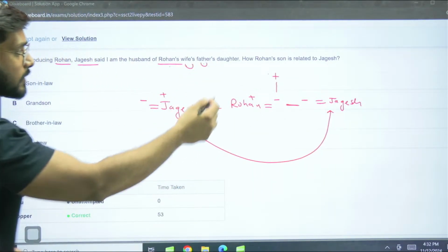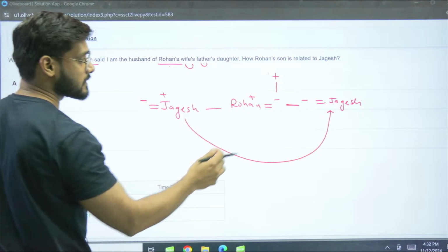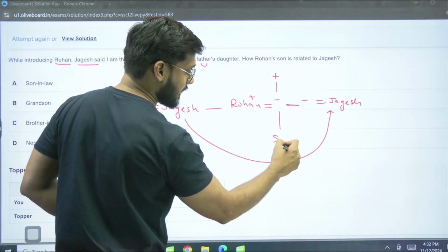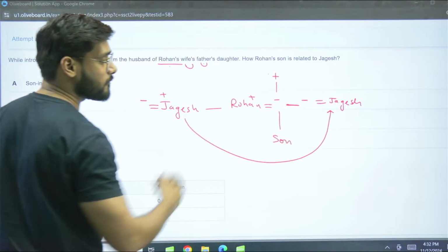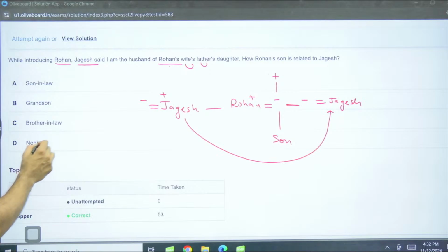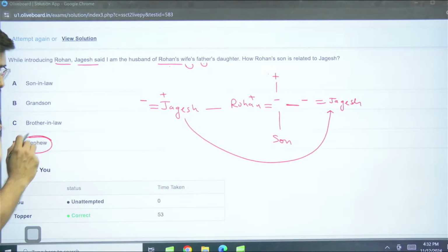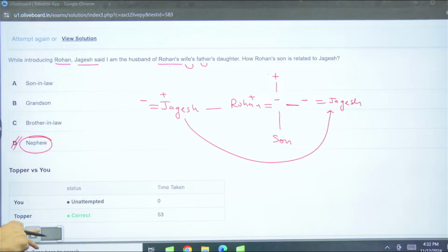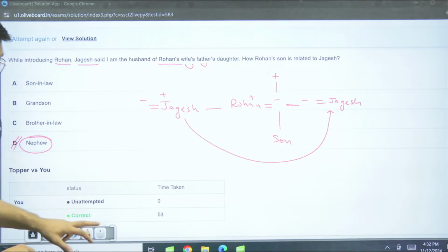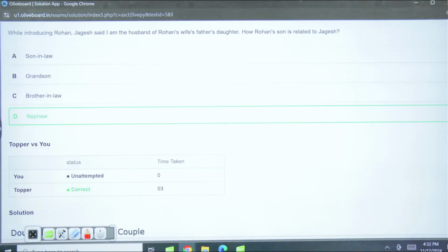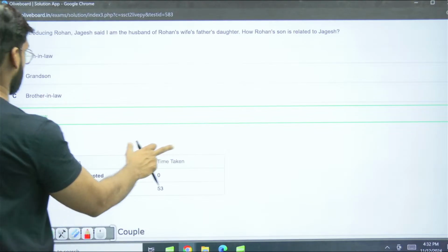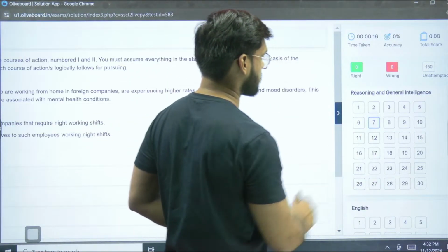Now, how is Rohan's son related to Jagesh? If Rohan's son is there, then Rohan's son will be the nephew of Jagesh. Nephew means option number D. It should be matched with option number D. Let's mark option number D. Yes, nephew is the right answer because green blinks. If green comes, it means we have done the right answer. Nephew is the right. Seventh question.